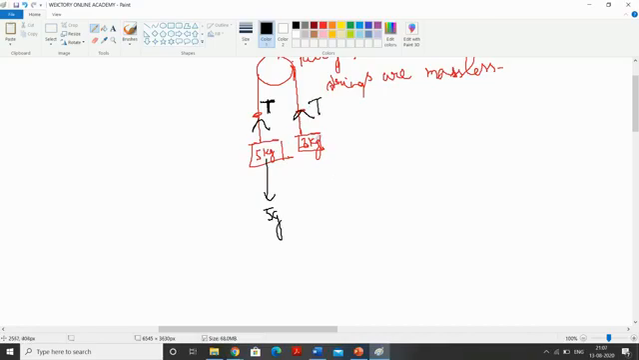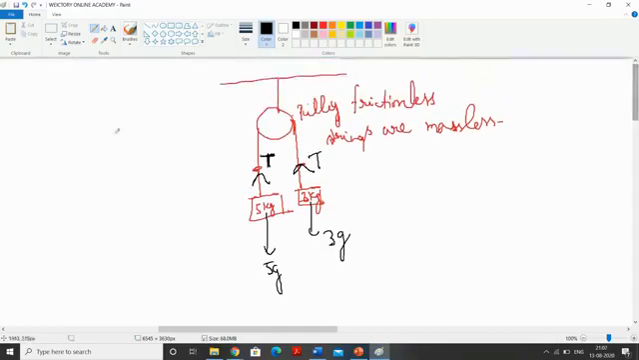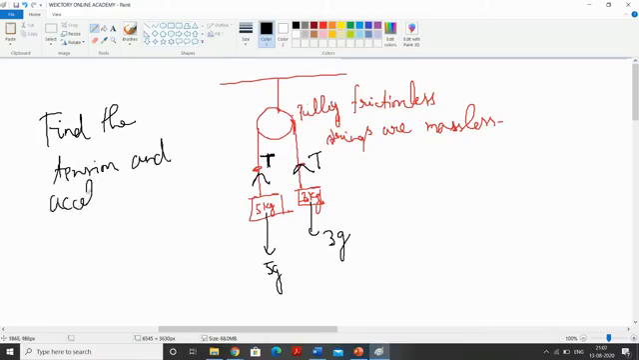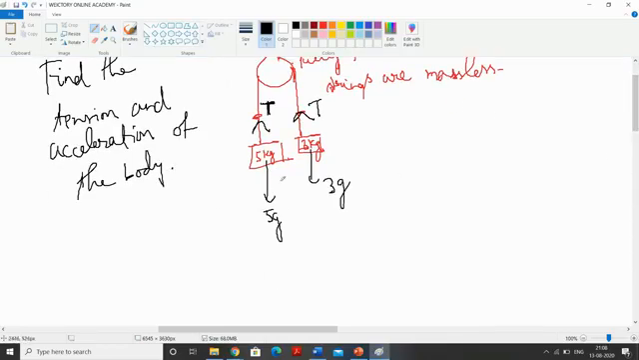So if 5 kg is the body, tension is acting upwards, and 5g is acting downwards. And if you draw the free body diagram of this, tension will act upwards, and 3g is the force which acts downward. Now the question is, find the tension and acceleration of the body. So to find the tension and the acceleration, let's write down the equation of block A, and then we'll write the equation for block B.